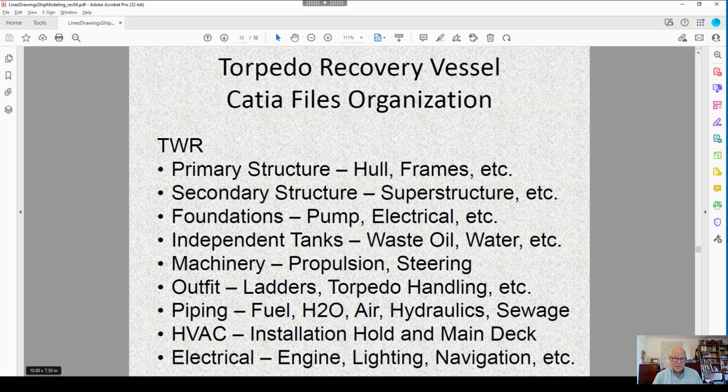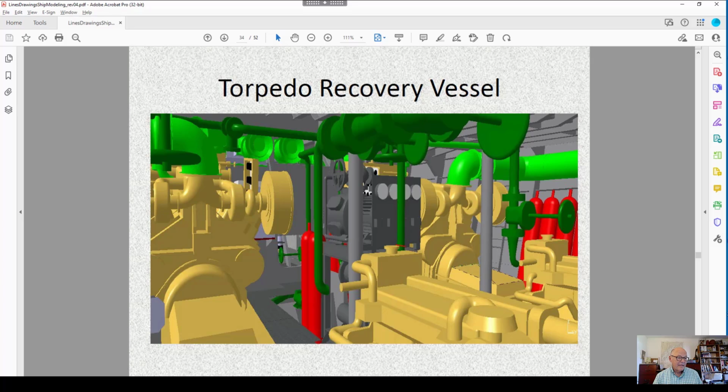HVAC is, obviously, the control of the heating, ventilation, and air conditioning is what that stands for. So it's all things having to do with heating. Air conditioning on that torpedo recovery vessel, very unlikely. And then electrical, all the things required to make the part run.